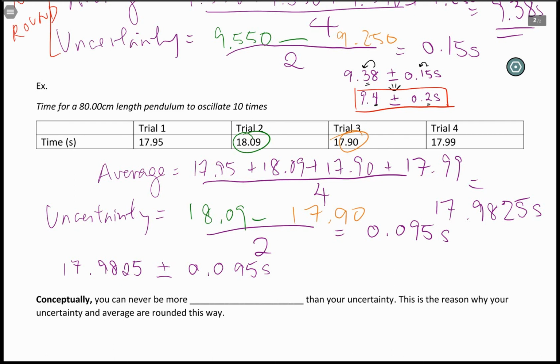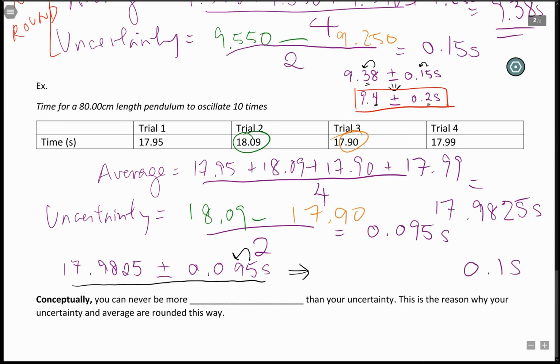We want to round this guy, especially the uncertainty, to one significant figure. That means taking the 5 and rounding the 9 up. Now because 9 is going to round it up to the next place value, we here have 0.1 second. And it's okay to round up to the next place value.